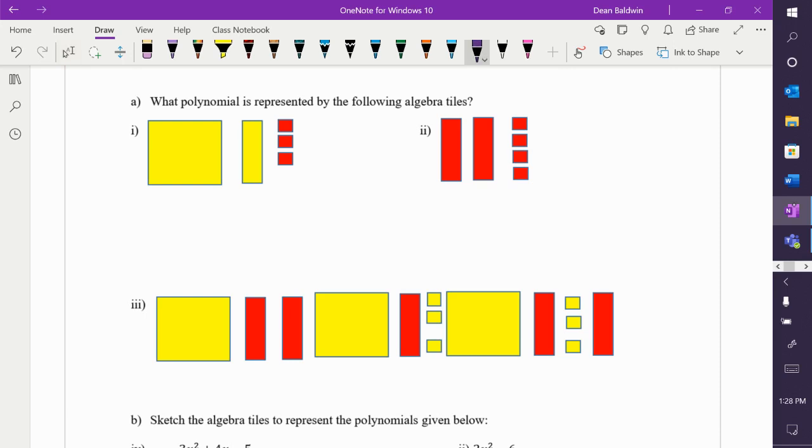What does the big yellow represent? x squared. What does the yellow rectangle represent? There's 1. You could write 1x, or you can just write x. It means the same thing. And then what do the three little red squares represent? Negative 3.